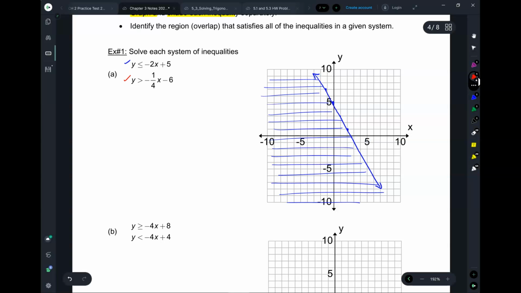It's y is greater than negative 1 over 4x minus 6. So let's go to minus 6, down 1 over 4. This time it's going to be a dashed line. So I should have brought my line further down. And then for this one, where are we going to shade?